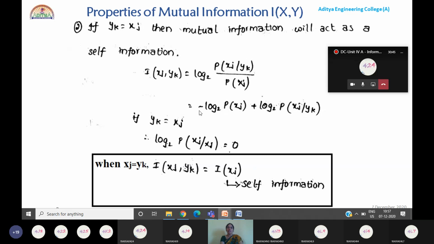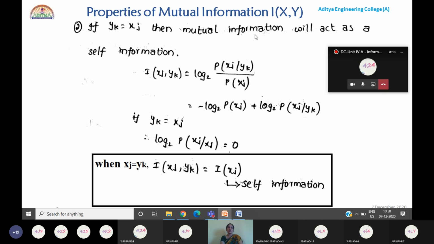The first term is minus log p of xj base 2. That is the information or the uncertainty of the transmitter xjth event, so you can replace it with I of xj. The second term becomes 0 and the first term is I of xj. So whenever yk is equal to xj, or xj is equal to yk, mutual information will act as a self-information. Similarly, if yk is equal to xj, then I of yk comma xj will be I of yk.